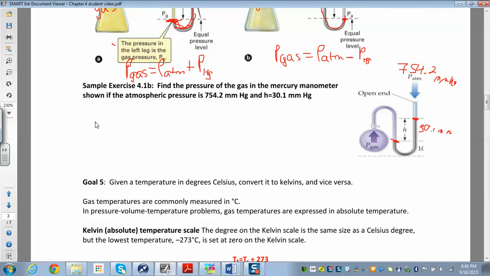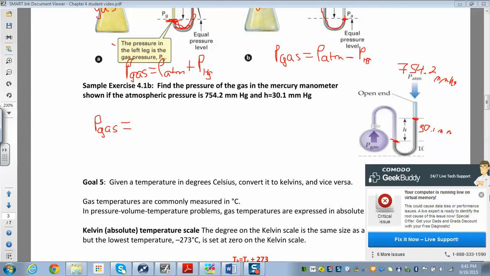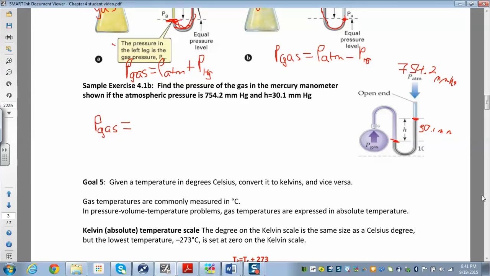So is the pressure of the gas more or less than the atmosphere in this picture? Let's see. Who's pushing more, the gas or the atmosphere? The gas is pushing more because that column of mercury is lower than this column of mercury. So because the gas is pushing more than the atmosphere, we're going to add the H. We're going to add that difference. So we're going to have 754.2 millimeters of mercury plus 30.1 millimeters of mercury. And when you add all that up, you end up with 784.3 millimeters of mercury.